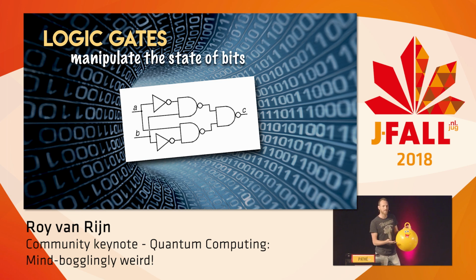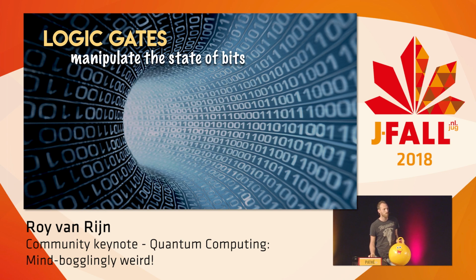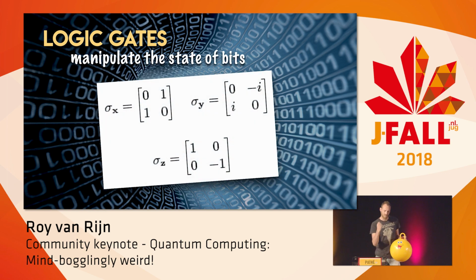So how do you manipulate these things? Well, normally, in a classical computer, you have gates. So you have AND gates, OR gates, NOT gates, which flip the bits. Turns out, it's very similar in a quantum computer. But we do matrix calculations.